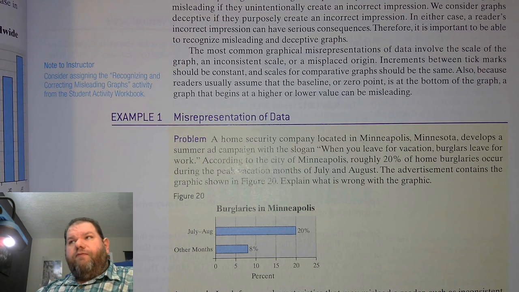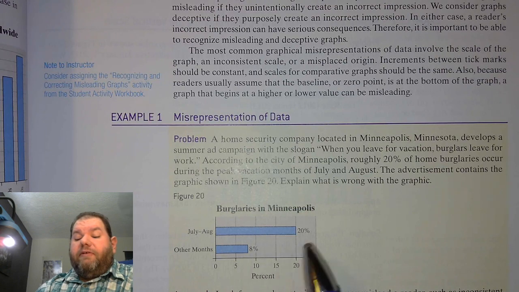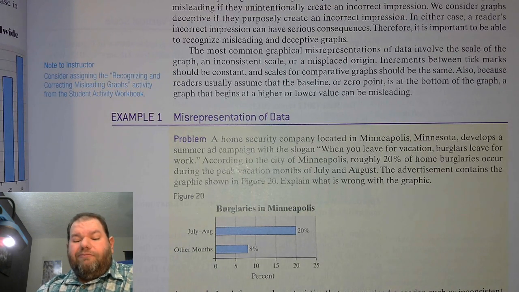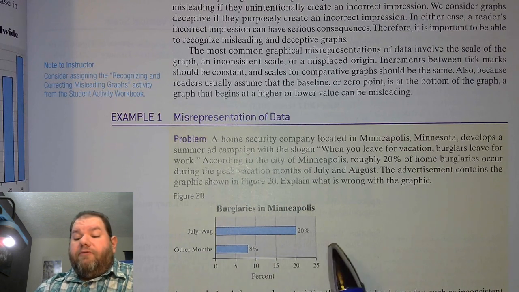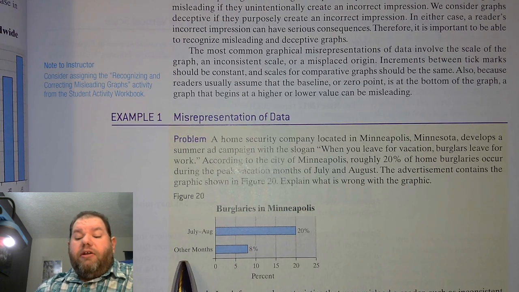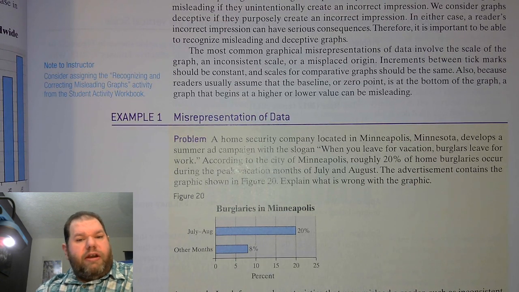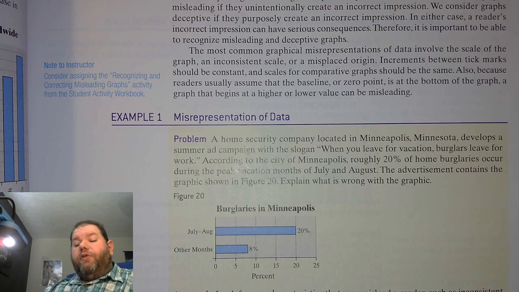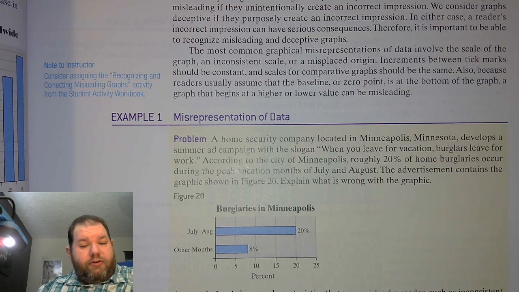So, functionally, we see that the two numbers they've given us, if we think of them as representing all 12 months, these 2 months represent 20%, so maybe 10% between them on average, and the other months are just 8% each on average. What they're trying to do, though, is scare the potential customers into getting a security system by saying, we have a massive spike in burglaries in July and August that we just don't see in other months.